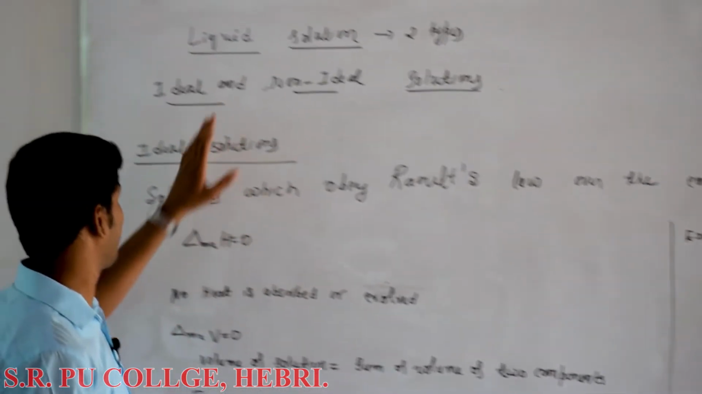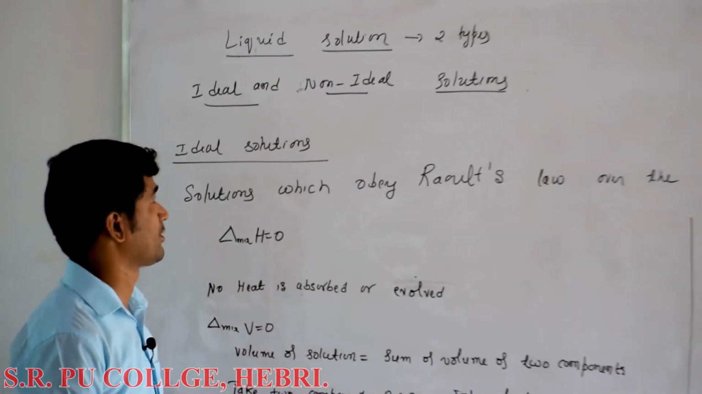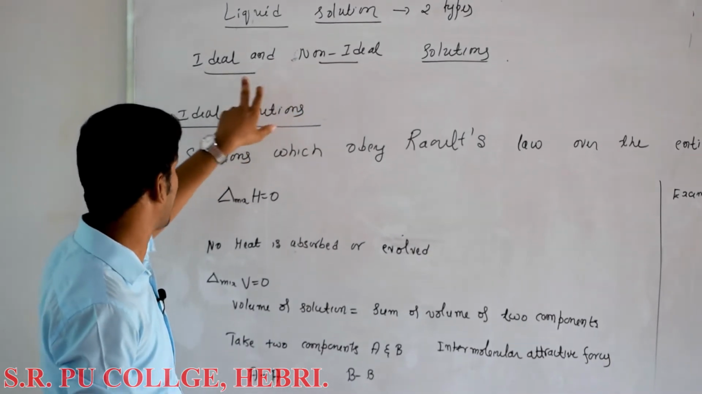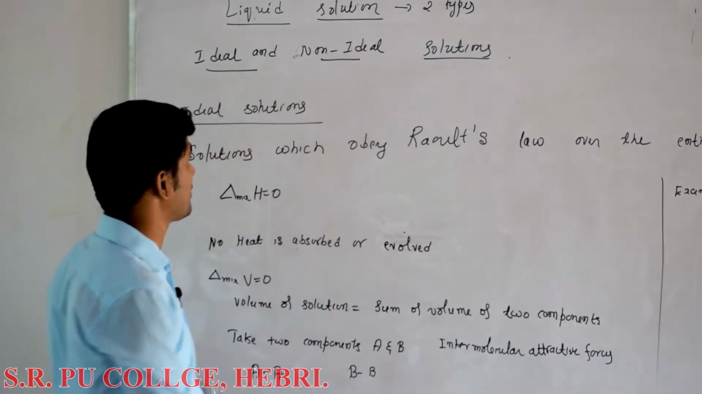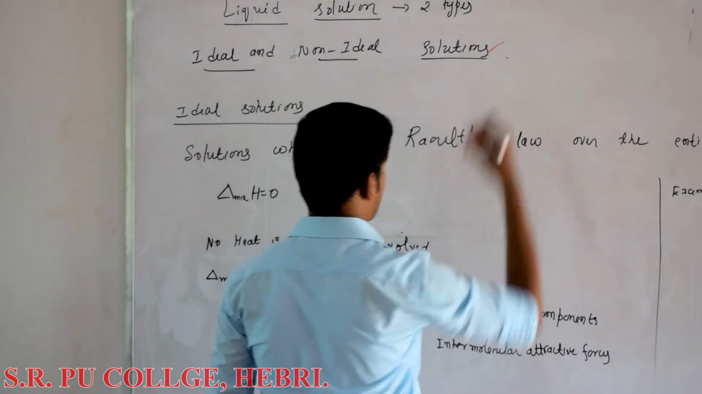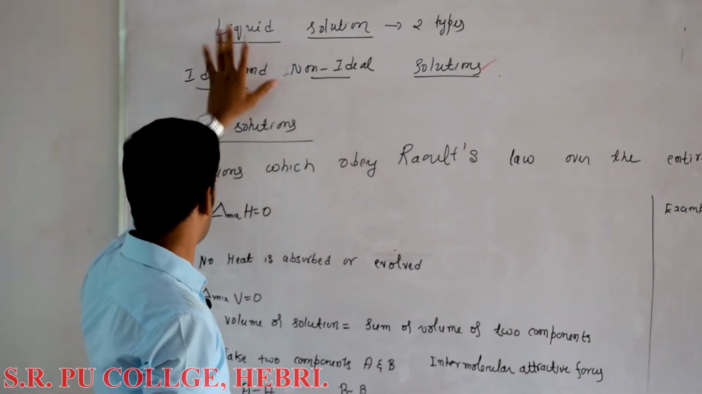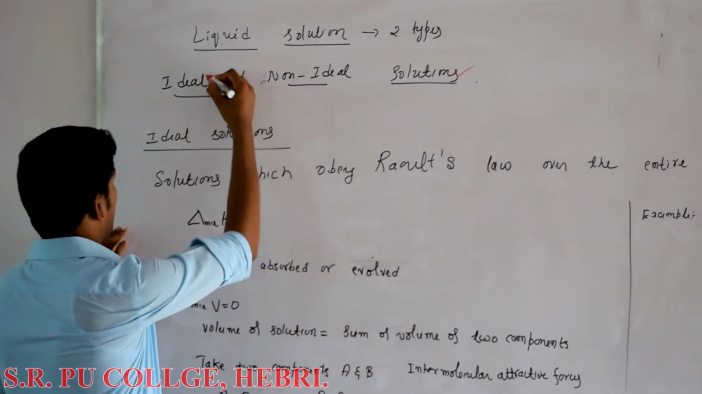Next, we are going to study the types of liquid solutions. There are two types of liquid solutions: one is ideal and the second one is non-ideal solutions. This classification is based on Raoult's law again. Today we are going to discuss ideal solutions.